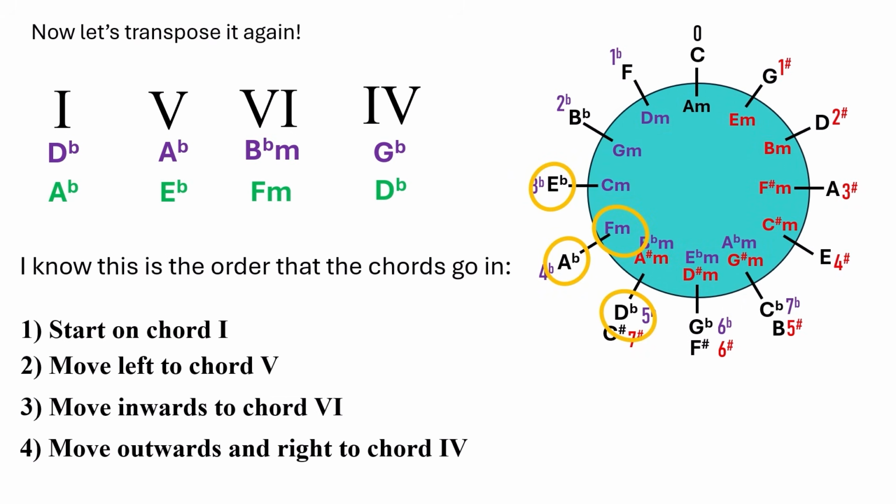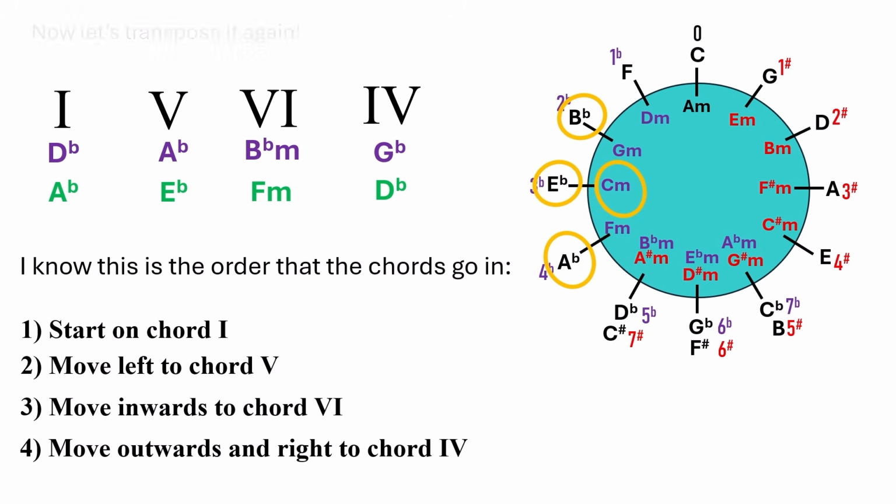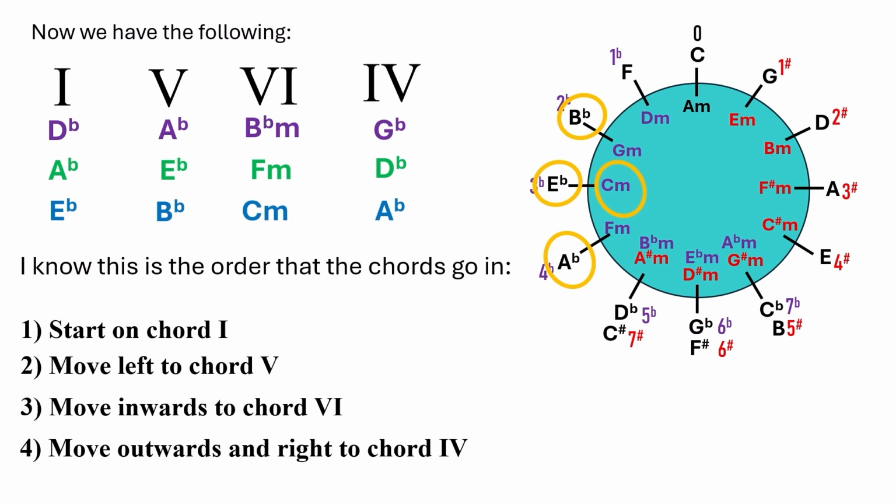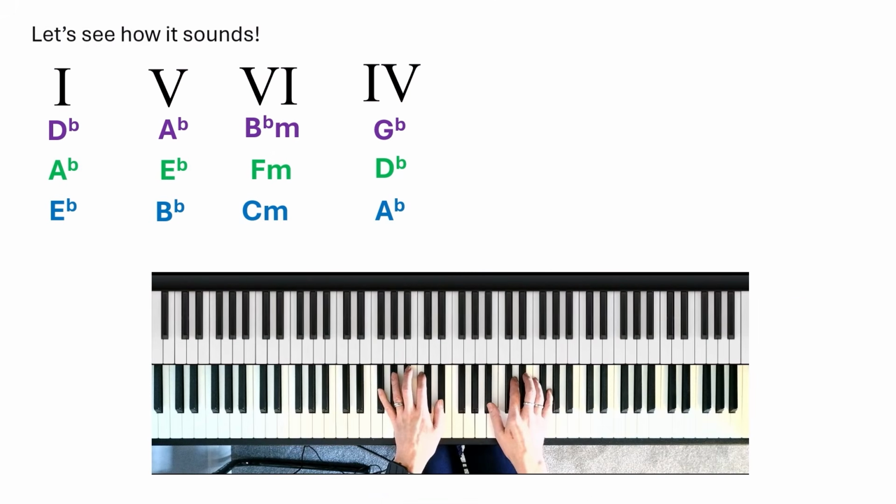Okay, now let's transpose it again. Now we have a different set of chords. We have chord 1 is E flat, chord 5 is B flat, chord 6 is C minor, and chord 4 is A flat. Let's see how this one sounds.